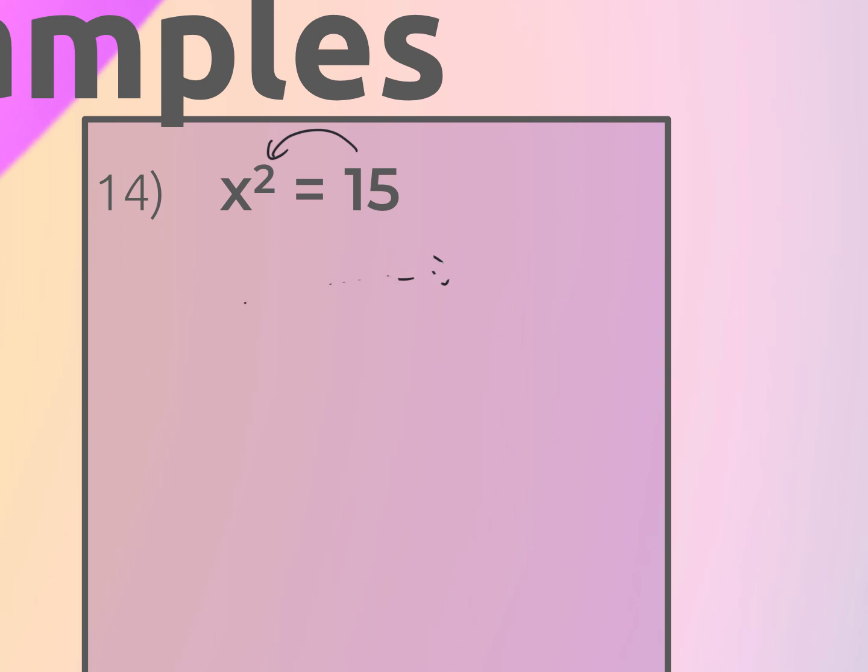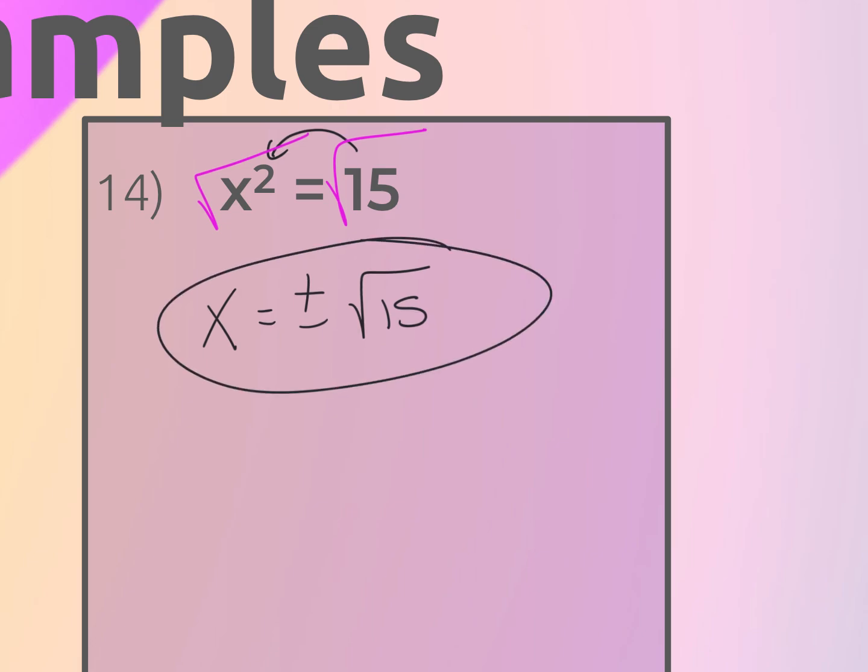So I should just do what to both sides? Take the square root. Immediately when I take the square root, I put an x and I put a what? Plus or minus. Good. And my answer is the square root of 15. Then we ask ourselves, can I break that down? Is there a perfect or non-perfect square inside of 15? No. So we're good. There's my 2 answers: positive root 15, negative root 15.